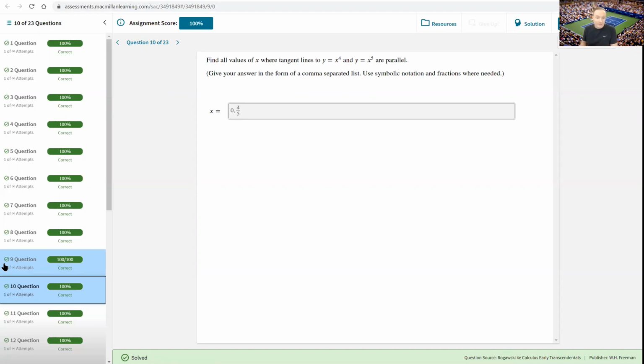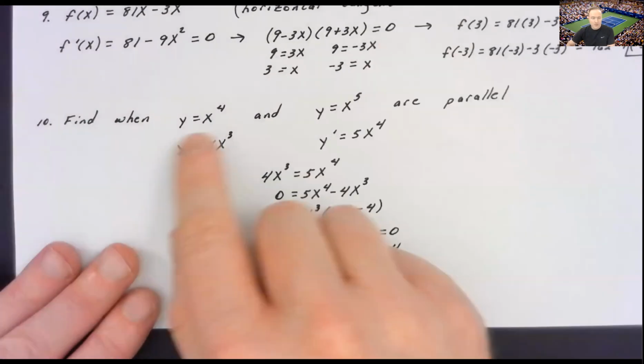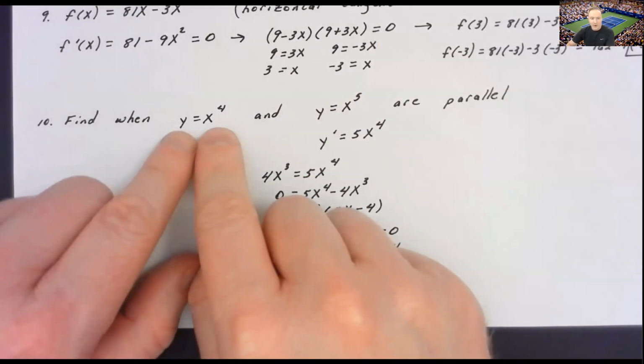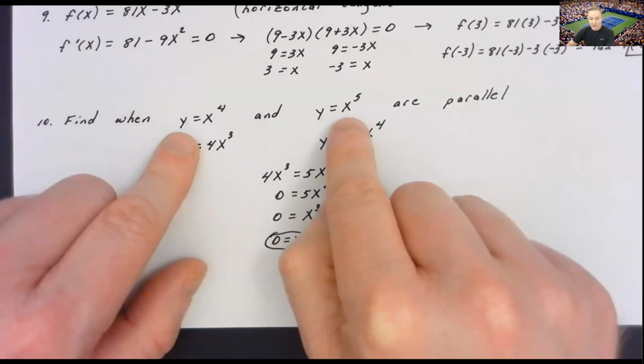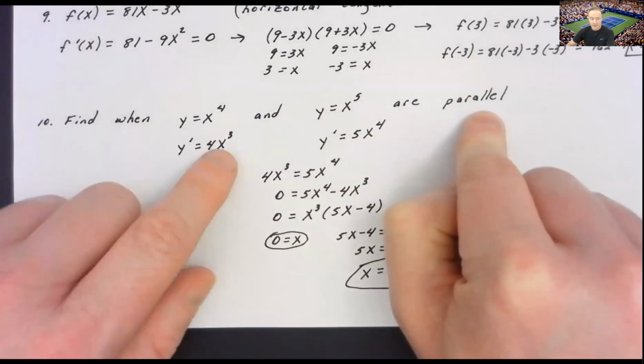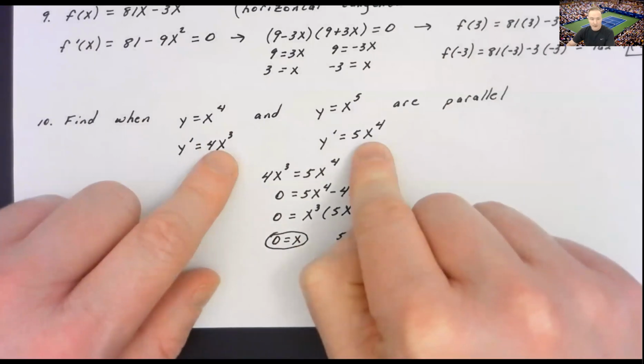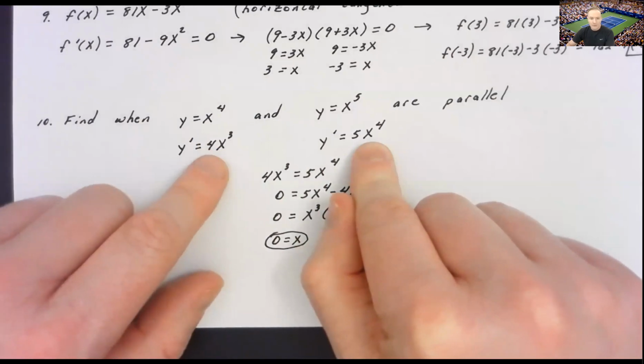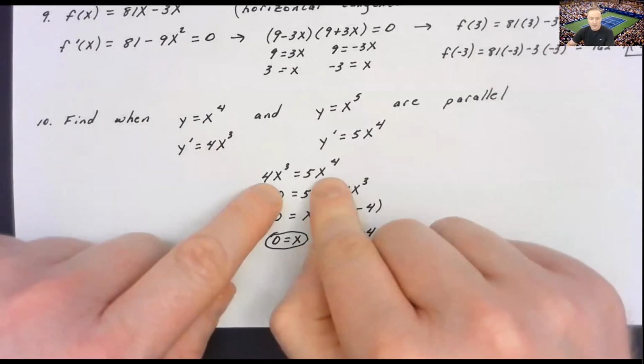So all we have to do is take the derivative of each of these equations and then set those derivatives equal to one another. That's what I did here. So you can see, I said if you have y is equal to x to the fourth and y equals x to the fifth, and we're trying to find when they're parallel. Take the derivative of each using the power rule. I have 4x cubed and 5x to the fourth. Now I can say, well, let's set these two equal to one another.